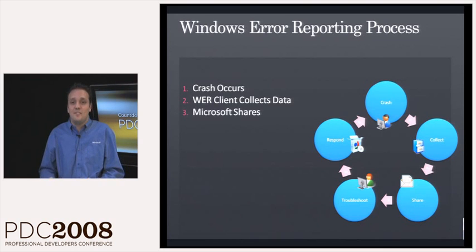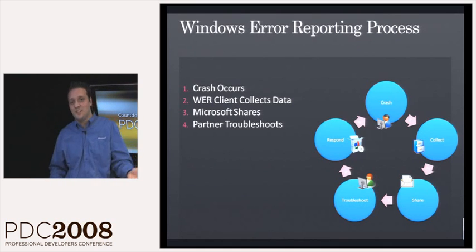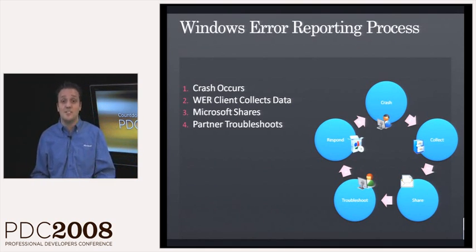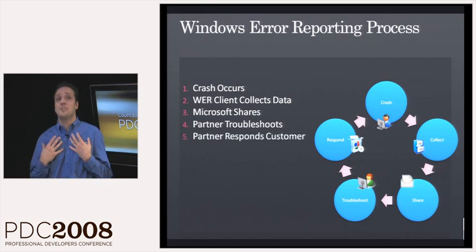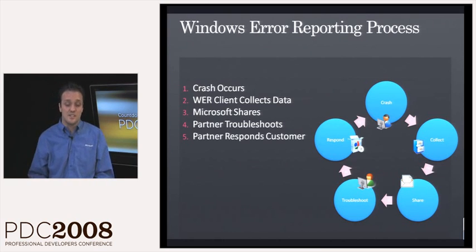Then Microsoft will share this data with partners. The key there is to come register on our portal, sign up and map your software binaries, and then we can match the signature of these crashes against your mappings and start sharing some of the data. Once we share the data, the hope is you're going to troubleshoot some of these crash dumps and try to find a fix for a problem that's been identified out there through the platform. And then you have the benefit also of responding directly to customers that have experienced this crash. So that's the full loop of our Windows Error Reporting process. It's pretty straightforward and pretty simple.